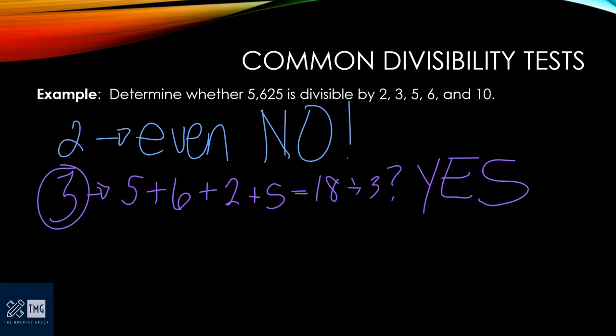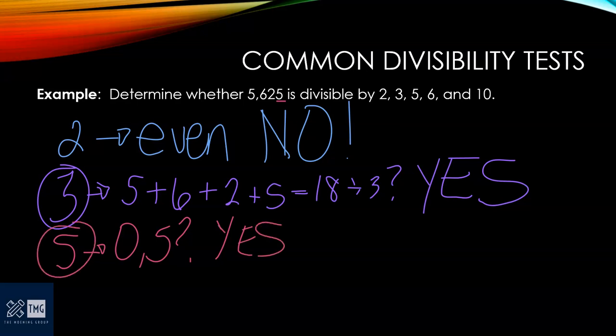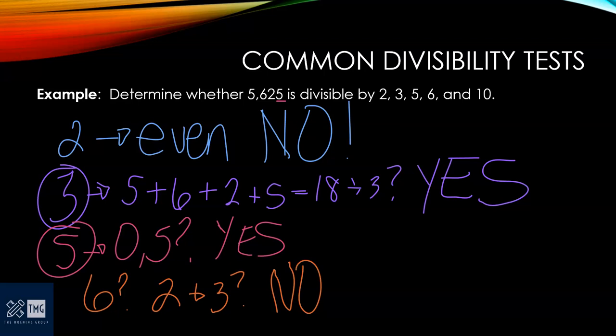Our next number is 5. So is it divisible by 5? Well, we look at the last digit. Is the last digit a 0 or a 5? Yes, it is. So we say yes, this is divisible by 5. Is it divisible by 6? Well, to be divisible by 6, you must be divisible by both 2 and 3. Is it? Nope. Because there is a no for the 2, it is also a no for 6.